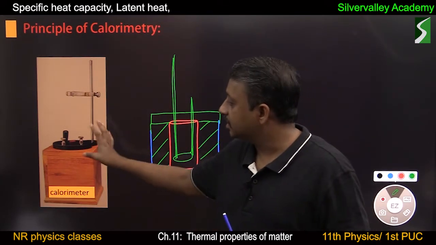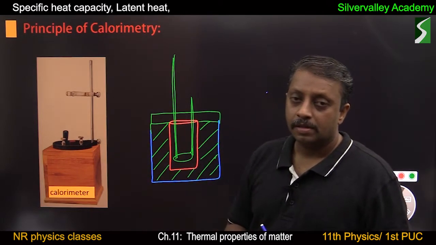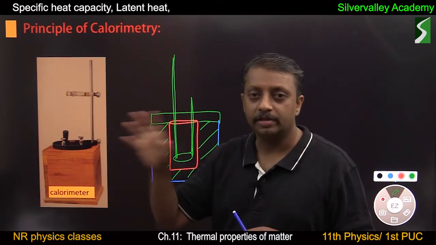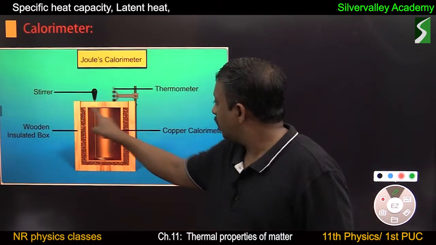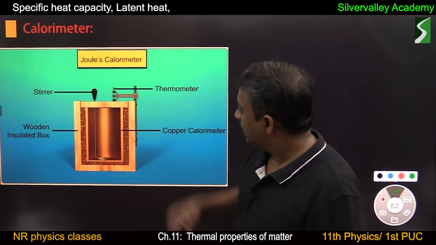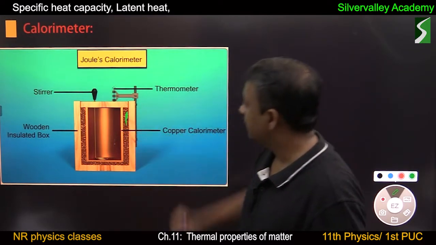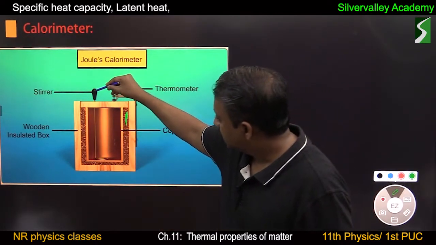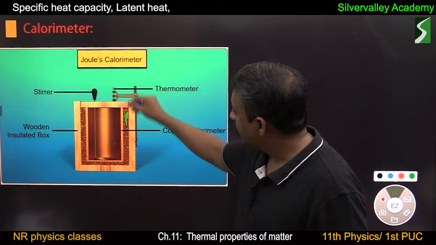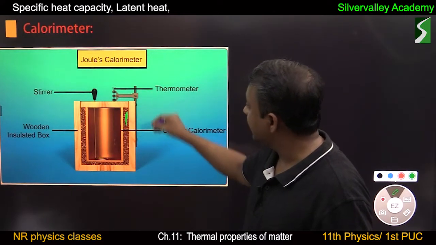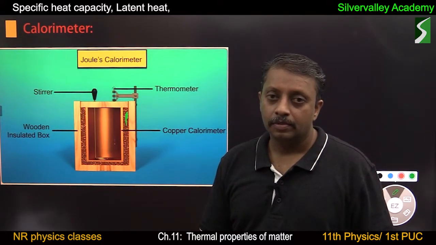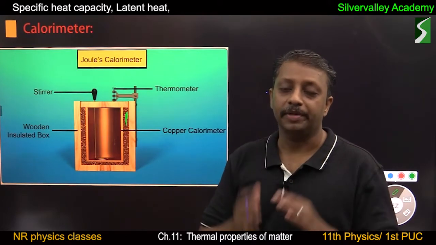There can be slight changes in the design, doesn't matter. And you will use this calorimeter in your laboratory. Wooden box, copper vessel, and this is the insulator, the insulating material. This is the stirrer and thermometer. To support the thermometer, this stand is used. This is also called Joule's calorimeter, one of the simplest types of calorimeter.